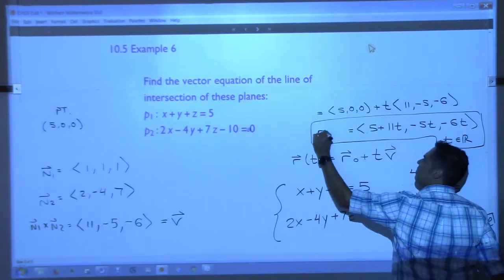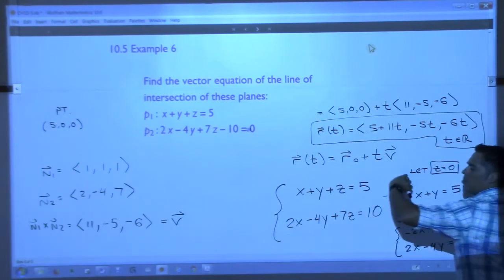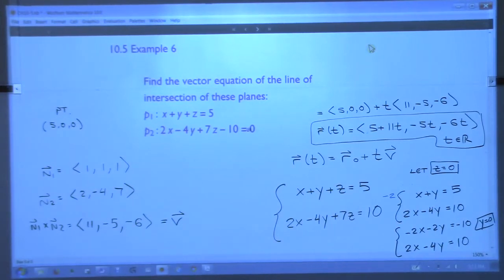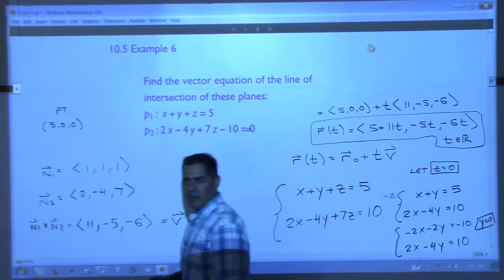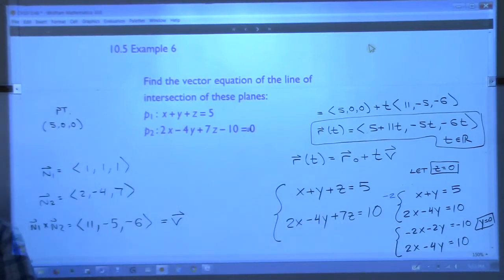Any questions on what I did there? Please make sure you know how to find the line of intersection of two planes. That's an important part of the things you need to be able to do in here.